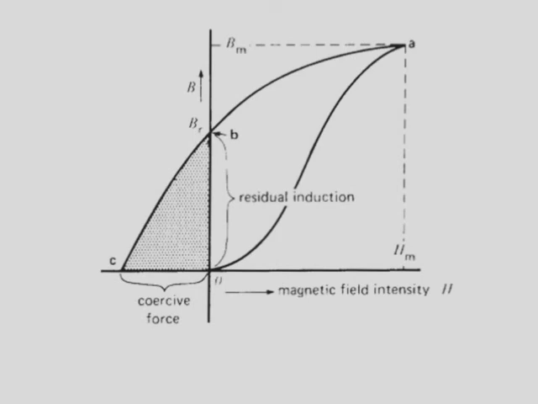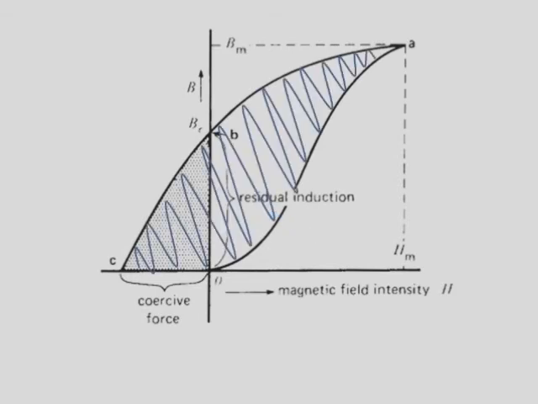Here is the test of the system. When B reaches its maximum value, H will too reach its maximum value. However, if we reduce current, B will move in a new path as shown here, while H will remain constant. This phenomenon is called hysteresis. When H is equal to 0, B will remain constant, which is called the residual flux density or residual induction.